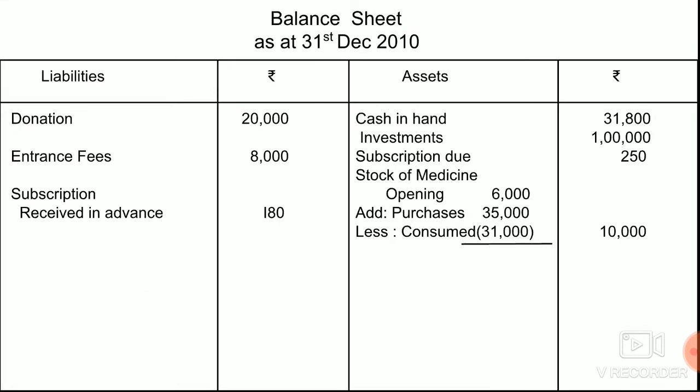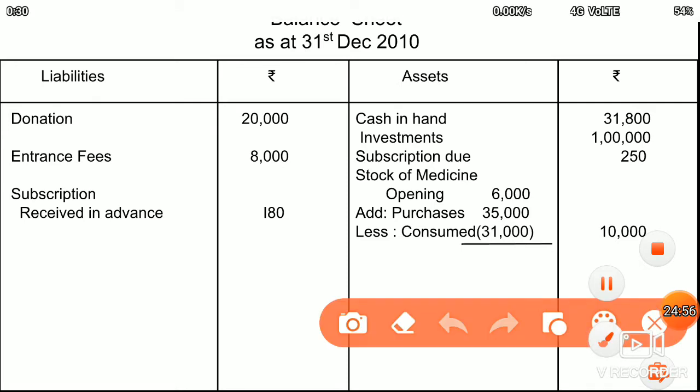So this is how we can show it in our balance sheet. For stock of medicines, we have to show the closing value, which we already have, but we have to show the details. Opening, given in the additional information, is 6,000. Then we have 35,000 as the purchases from the receipts and payments account. Then we have already calculated how much was consumed during the year, from the income and expenditure account.